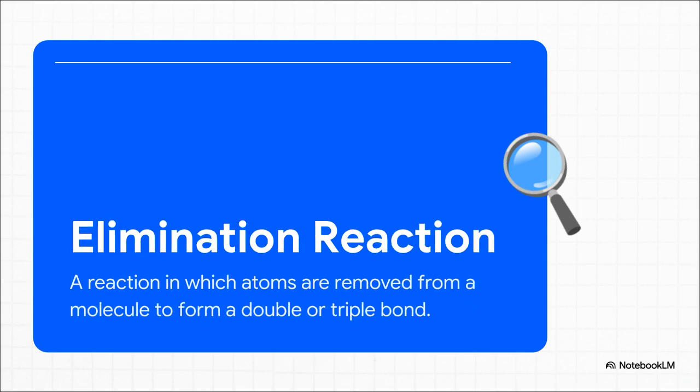And then we have the elimination reaction, which is, you guessed it, pretty much the exact opposite of an addition reaction. Here, you start with one large molecule, and a couple of atoms or groups are removed from it. The result? You form a new double or triple bond, and you spit out a smaller, separate molecule.